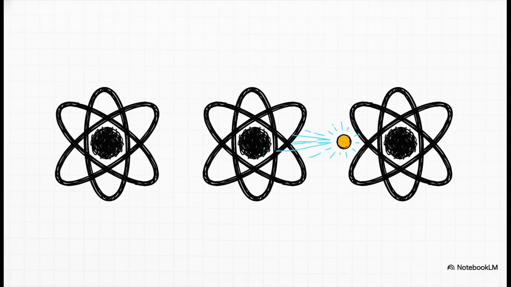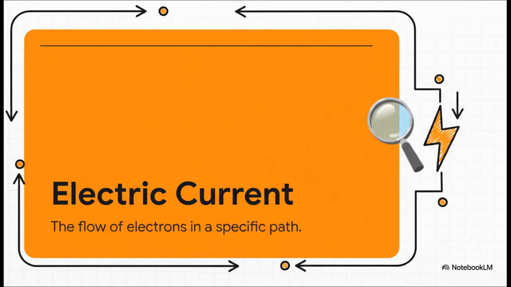It's kind of mind-blowing. Now, things get really interesting when these electrons stop just bouncing around randomly and instead get organized, guided along a specific path. We give that organized flow a special name, electric current. It's the difference between, say, a scattered crowd and a marching army. It's a powerful river of energy we can actually use to get things done.